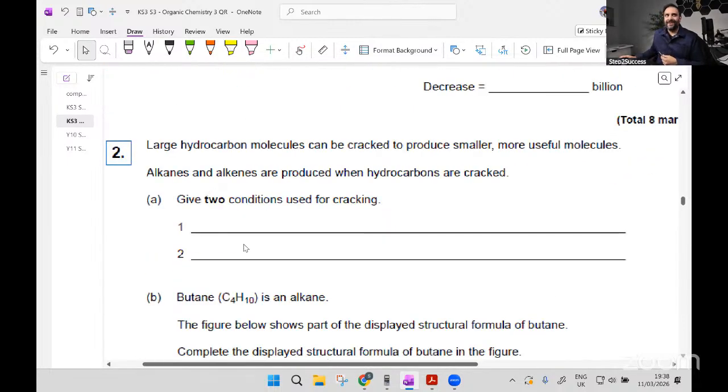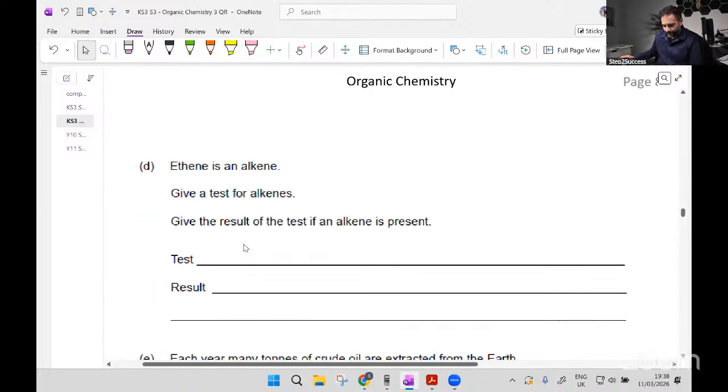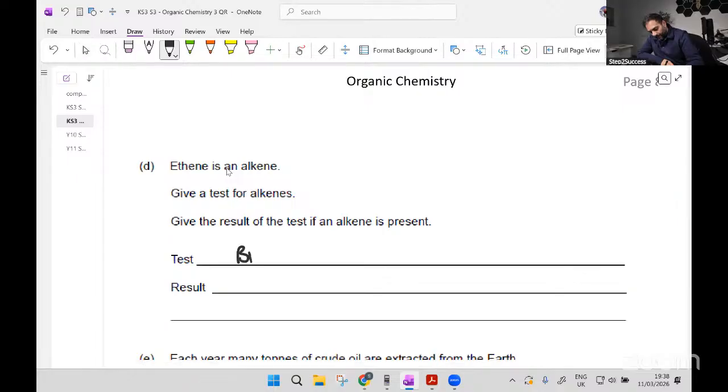I've already answered this question earlier, but I will just tell you again. The conditions for cracking are high temperature and a catalyst. That's what you need to know. The test for alkenes is always the same. Like I said, I shouldn't really tell you this, because I've said it already. The test for any alkene is you use something called bromine water. And if it's an alkene, the bromine water changes from orange to colorless. A chemical reaction takes place with an alkene only. If it was an alkane, it doesn't change color.